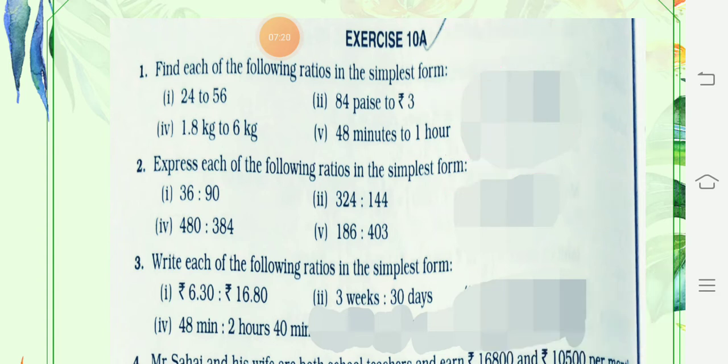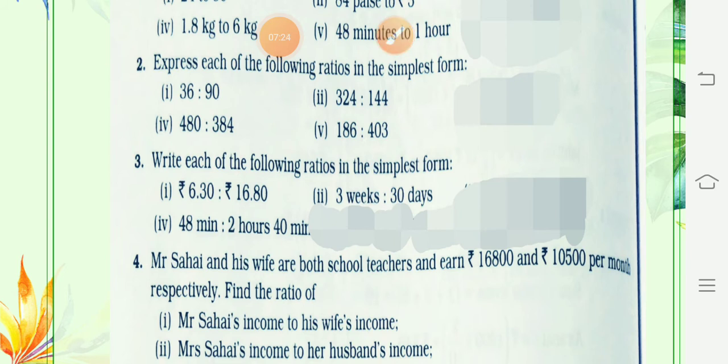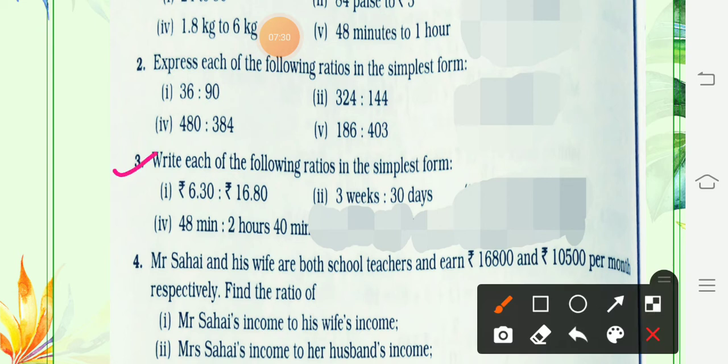Question number 1 we have completed. Now question number 2 is very simple. Simple numbers are here. We can cancel them. Move to question number 3.